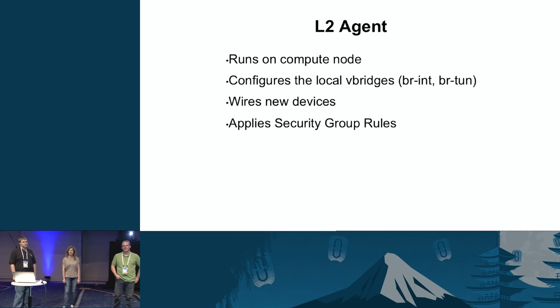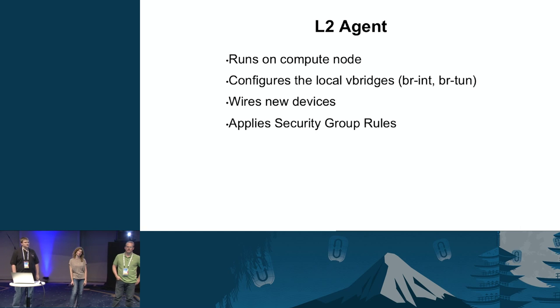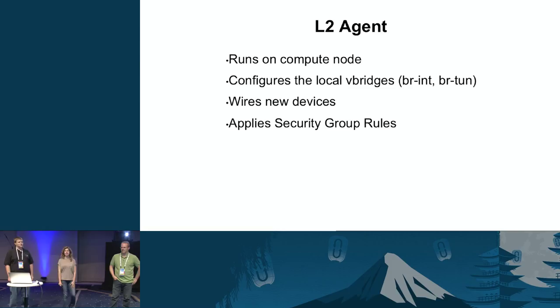So let's start by introducing the L2 agent a little bit. The L2 agent runs on compute nodes, and it's in charge of configuring the virtual bridges. In the OVS implementation, we are talking about br-int and br-tun. Br-int is the bridge that has the flows to tag and untag the packets coming from and going to the VM. And br-tun, as the name says, is the bridge in charge of the tunneling.